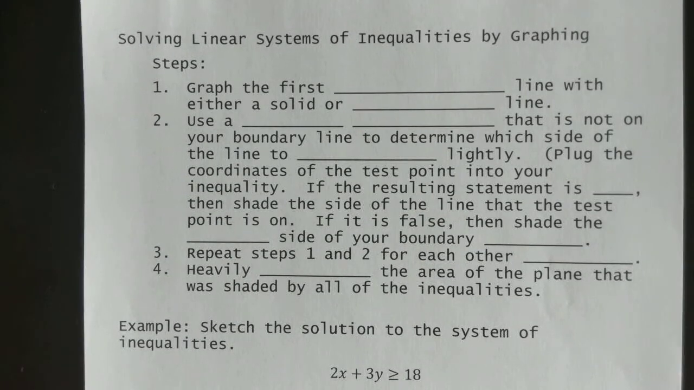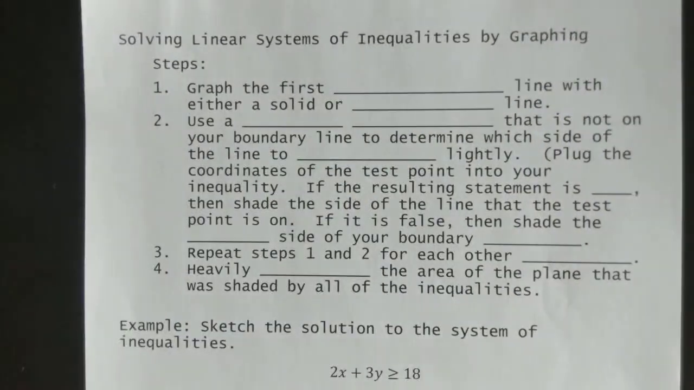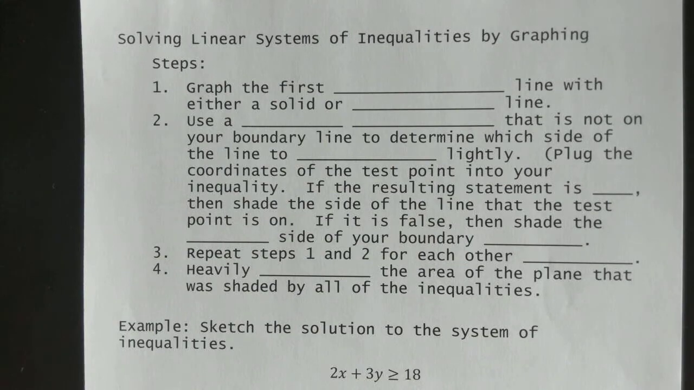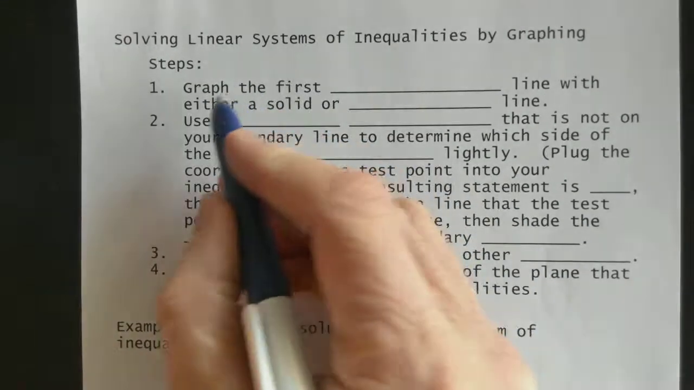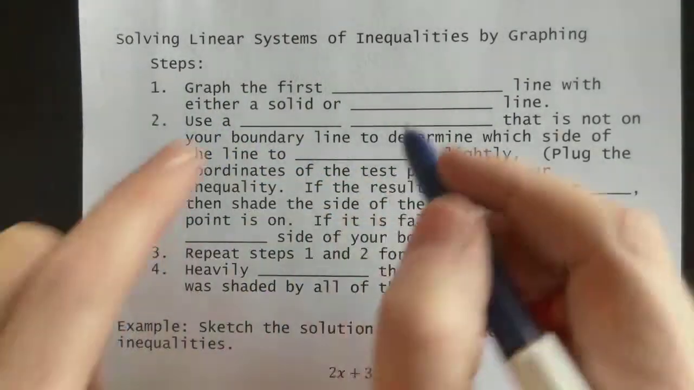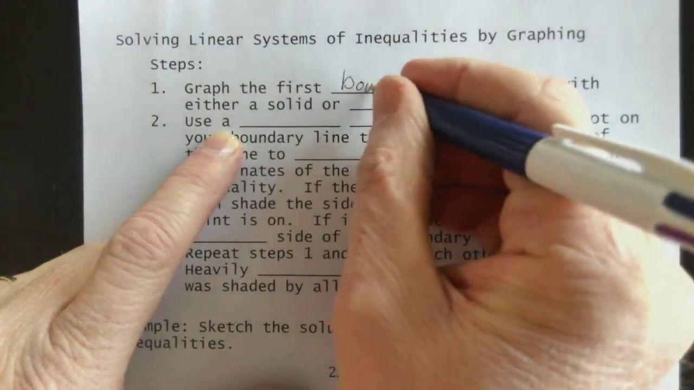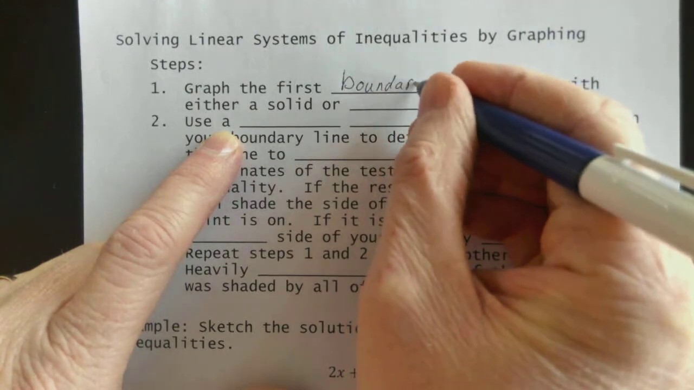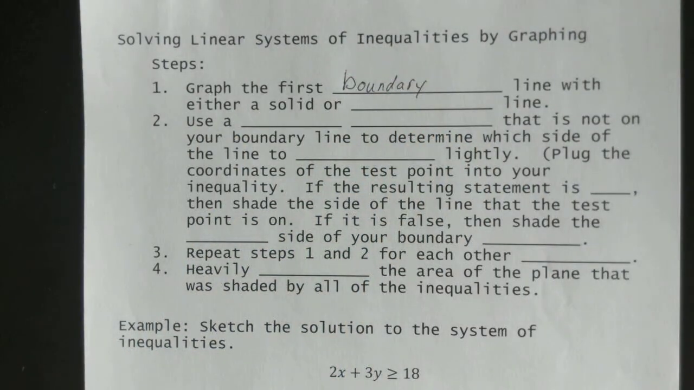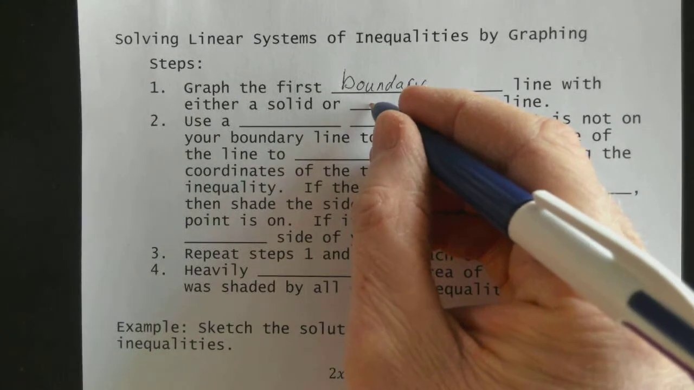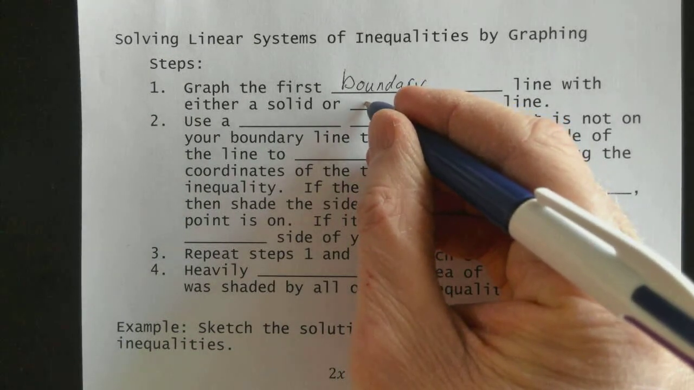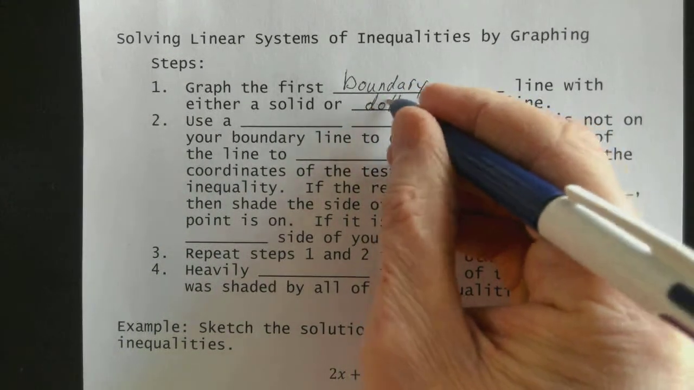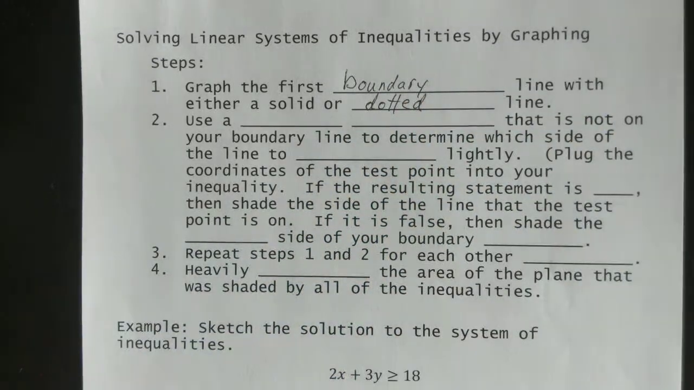All right, so we are solving linear systems of inequalities by graphing, and I'm just going to explain the process on how that works. First thing is you've got to make boundary lines. So you graph the first boundary line with either a solid or, anybody want to take a guess here? Dotted. Yes, it's either going to be a solid line or a dotted line. Okay?